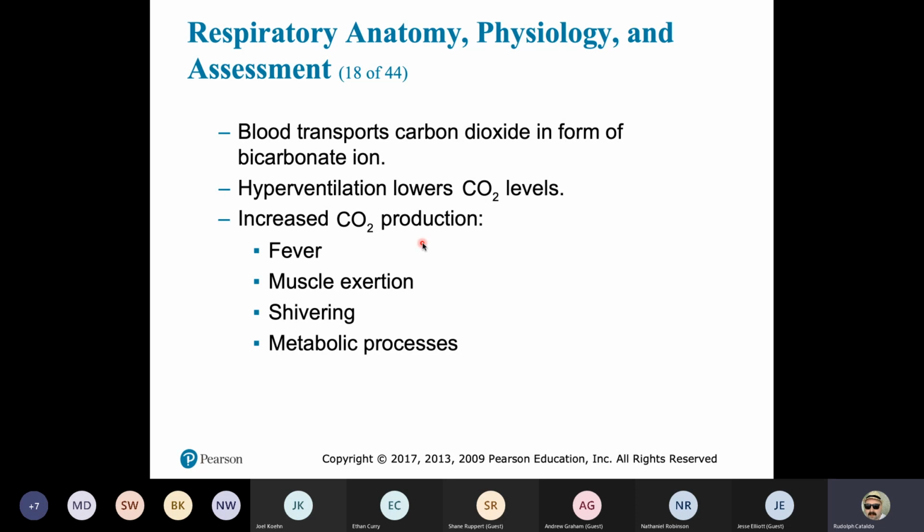So some things that can increase carbon dioxide production are fever, because it takes a toll on metabolism, muscle exertion, shivering, and some other metabolic processes such as blood sugar issues can take a toll on CO2 as well. That's why if you've ever seen a diabetic that has Kussmaul respirations, big, labored, deep breathing, right? It's because they have a buildup of carbon dioxide because of the sugar, so their body is naturally trying to blow off that carbon dioxide. That's what a Kussmaul respiration is.